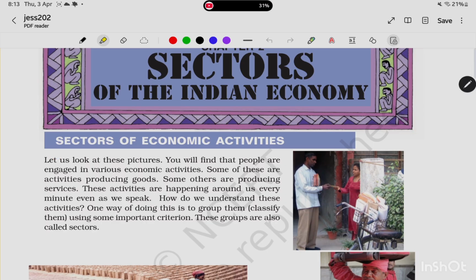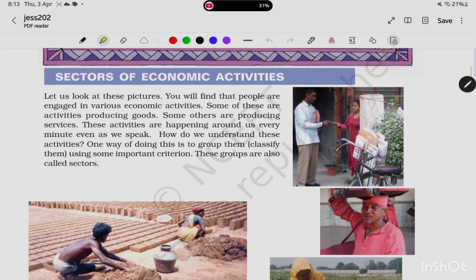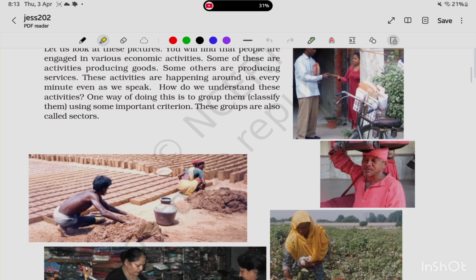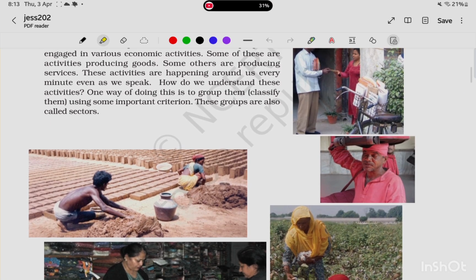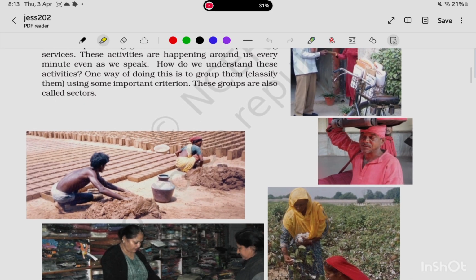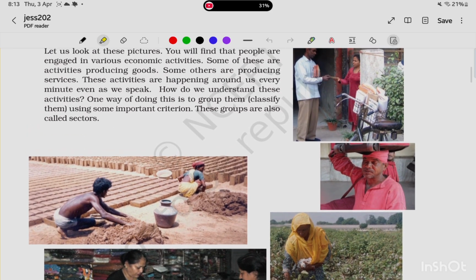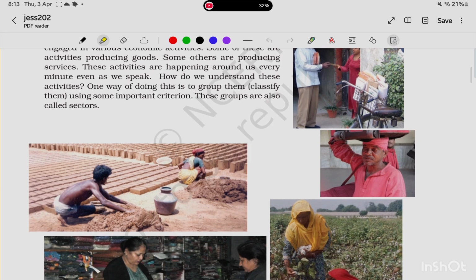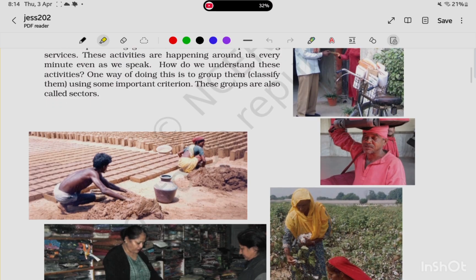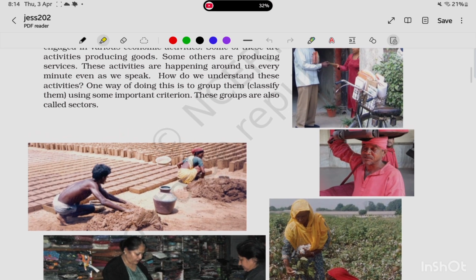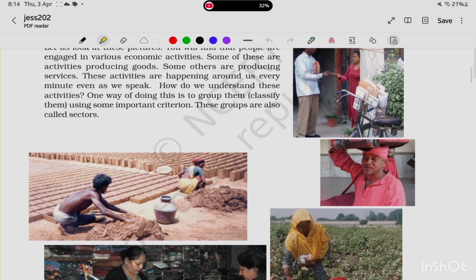Let us look at these pictures. You will find that some people are engaged in various economic activities. Some of these are activities producing goods. Some others are producing services. These activities are happening around us every minute as we speak. So how do we understand these activities? One way of doing this is to group them or classify them using some important criterion. These groups are also called sectors.